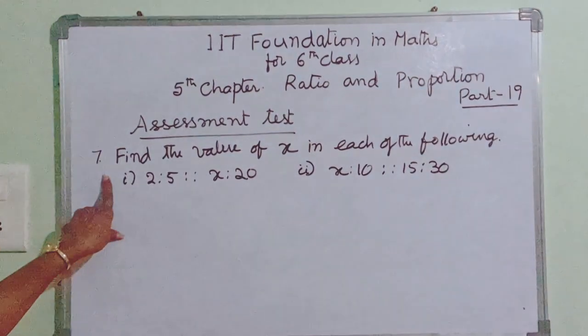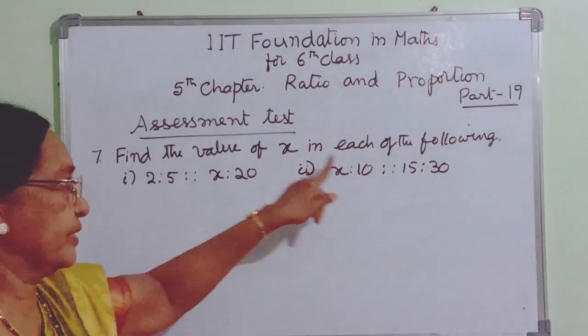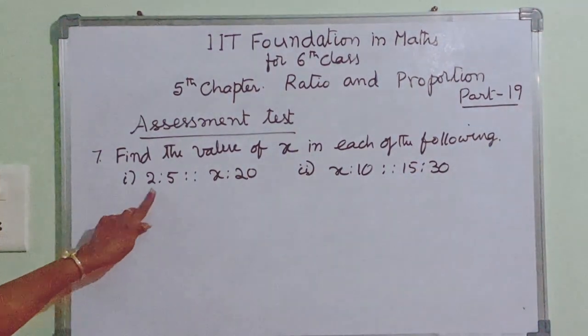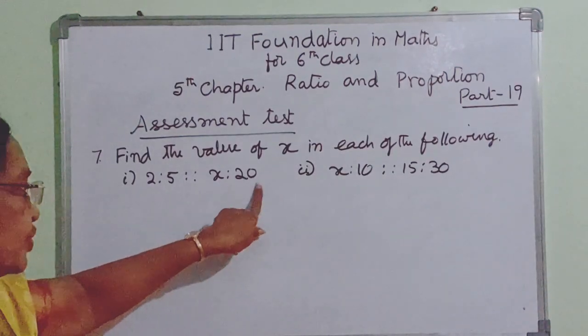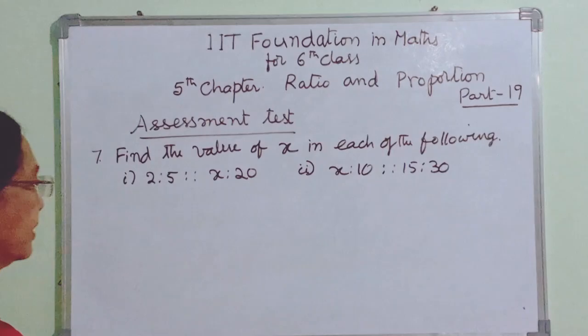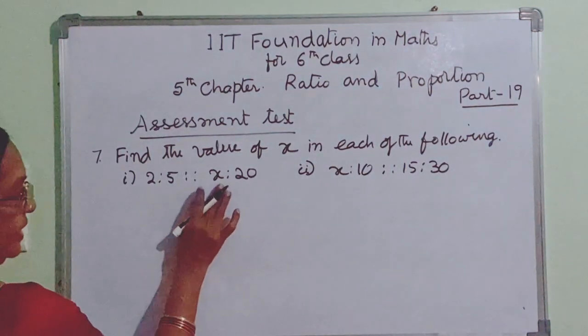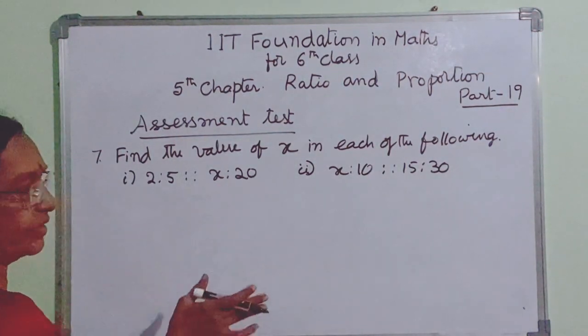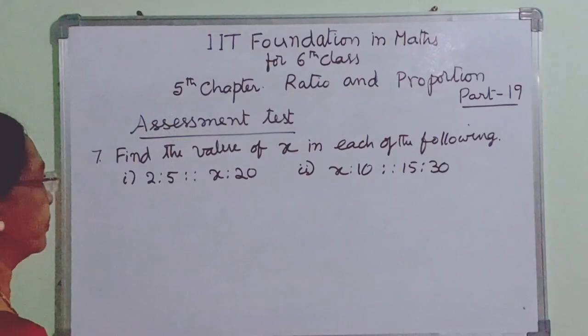Next, 7th problem. Find the value of x in each of the following. 2 is to 5 is as x is to 20. X is to 10 is as 15 is to 30. So 2 is to 5 is as x is to 20 means 2, 5, x and 20 are in proportion.